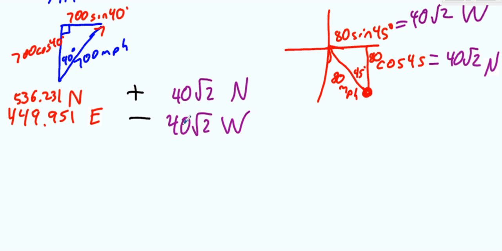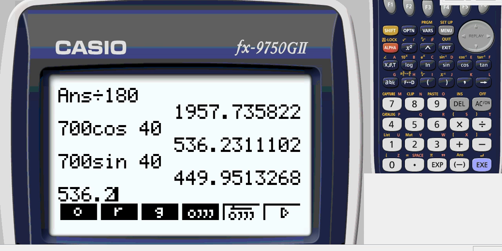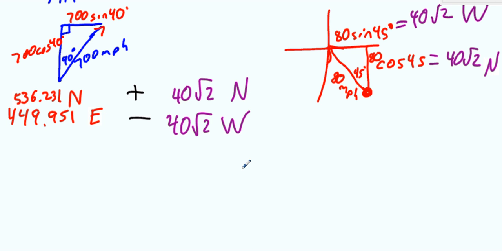So 536.231 plus 40 square root of 2. That's our north component now, the 592.8. Still heading north.